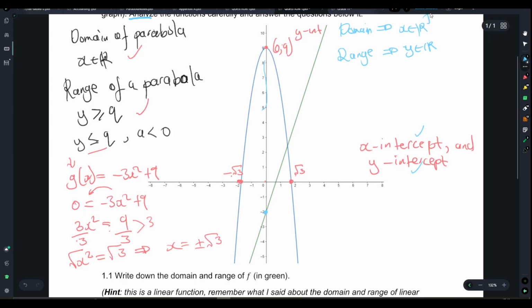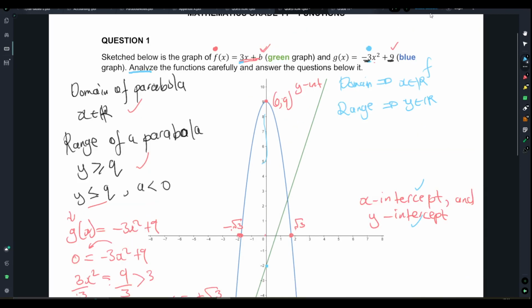So let me get rid of this. So as I was saying, interestingly, look at this here. The y-intercept is -2. What do you think is the value of b? Remember that whatever the value of b is, that is the y-intercept. So actually we found b, okay? So let's continue.